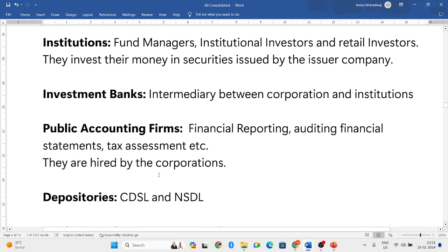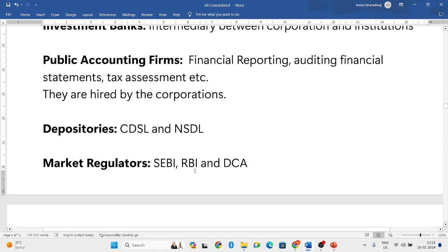Next, depositories. So your demat account. If you want to buy shares, the shares will come into your demat account, the dematerialization account. It is an online account. So this demat account is controlled by the depositories.